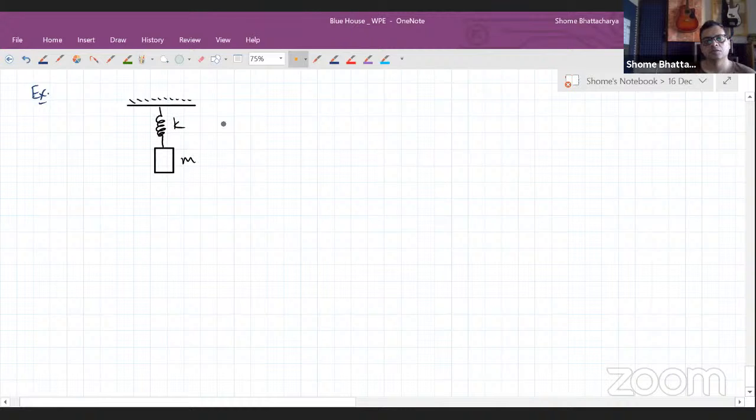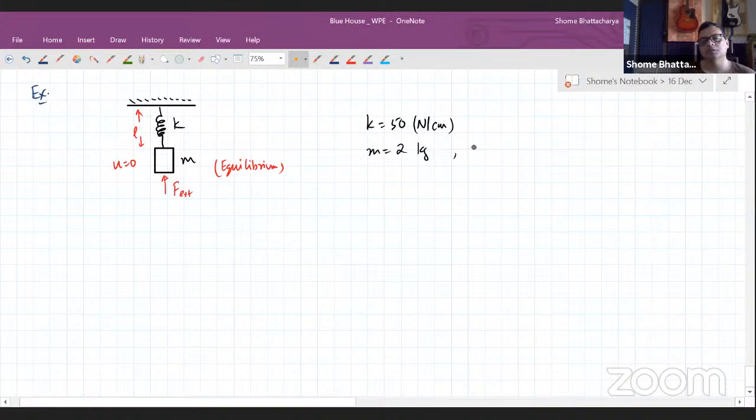Okay. So initially there is an external agent who is applying force from below such that the block is at rest in equilibrium, but the spring is in natural length. So K is given to us as 15 newtons per centimeter. The mass of the block is 2 kilograms. Take G as 10 meters per second square.